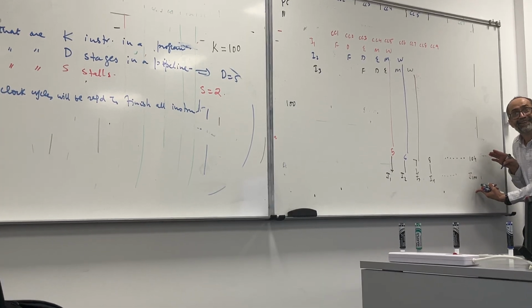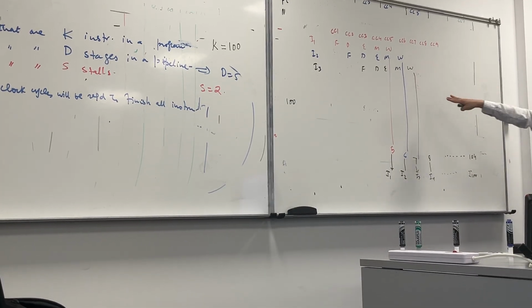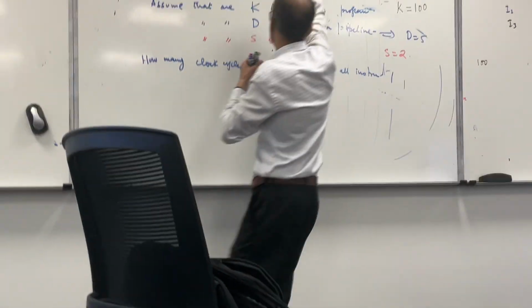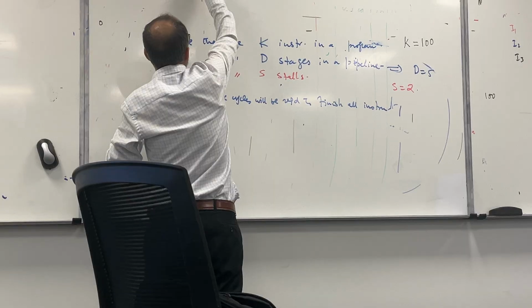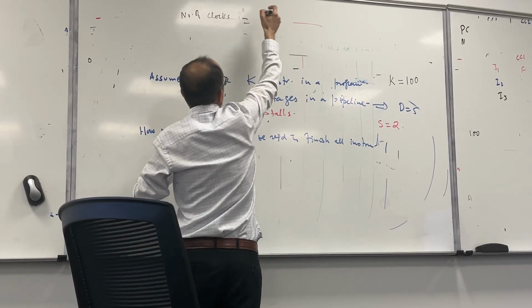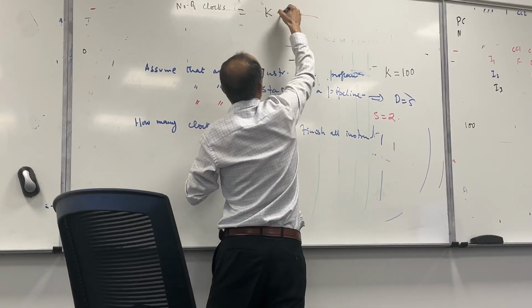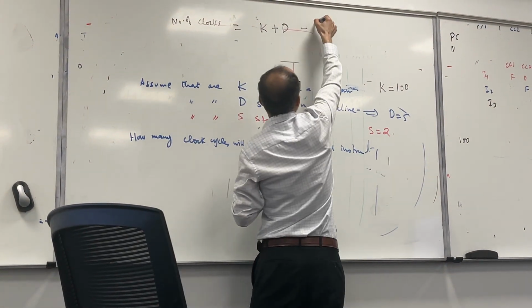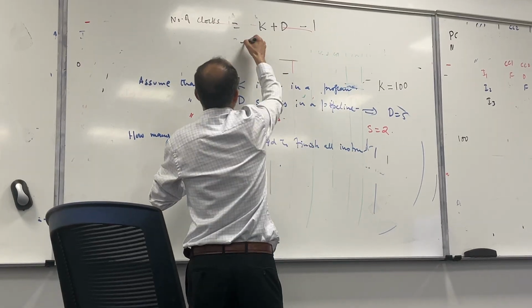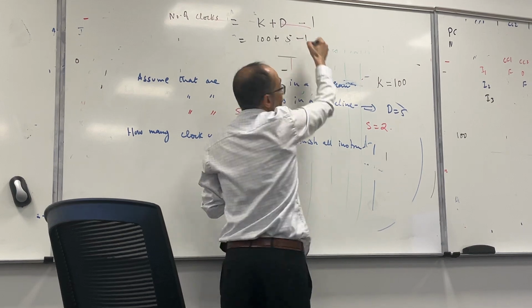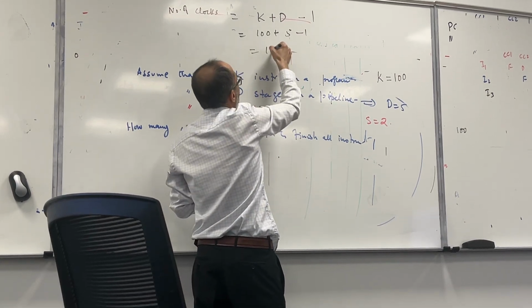Any question? Okay. Now, are there any stalls here? No. So what is the formula? So the formula is that. Now, please look at here. The total number of clock cycles will be K plus D minus 1. So please, what is K? 100. How many stages are there? 5, minus 1. That gives 104.